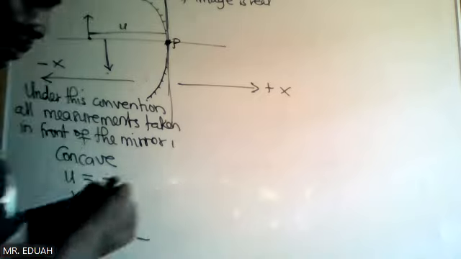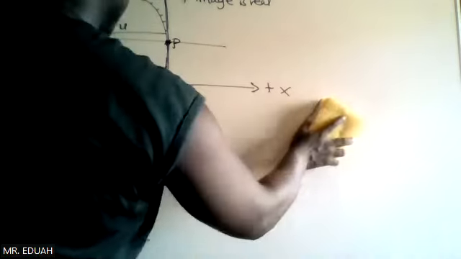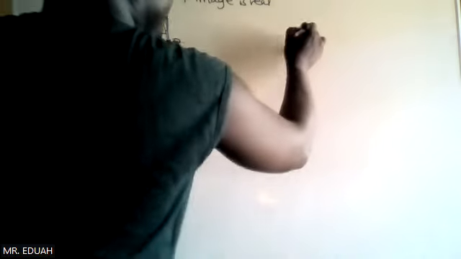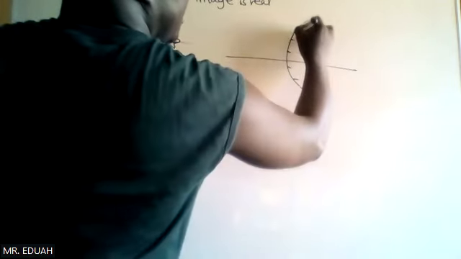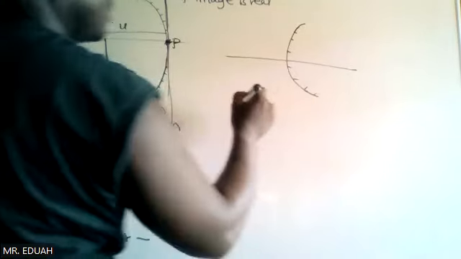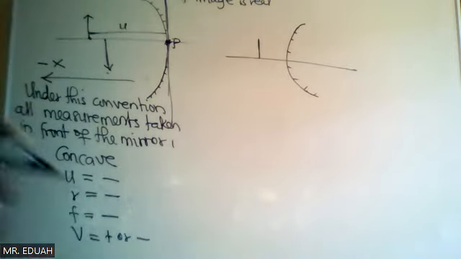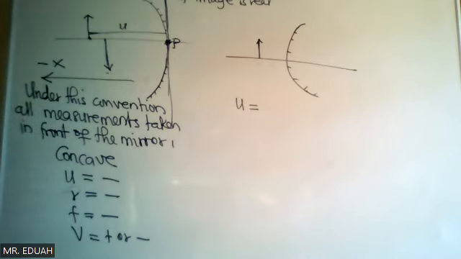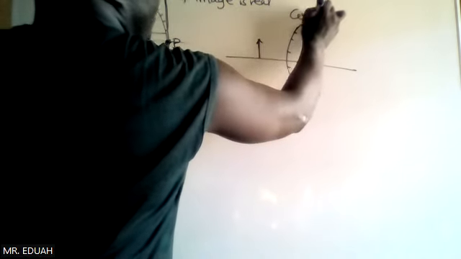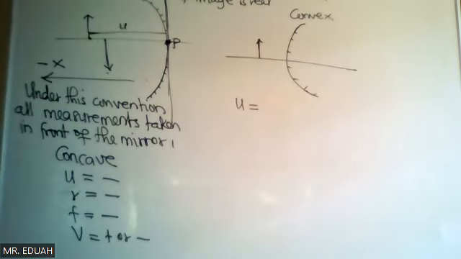Let's quickly look at it for convex. For a convex mirror, objects are in front. So what would be the sign for U? Will it be positive or negative? Quick one. For convex, we are still using the new Cartesian convention.